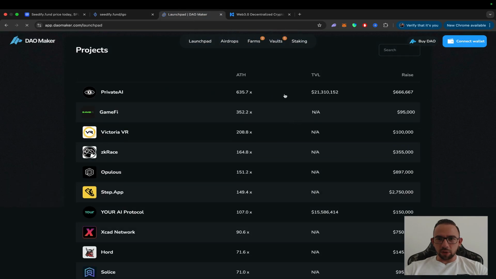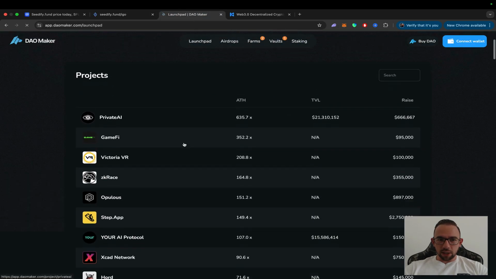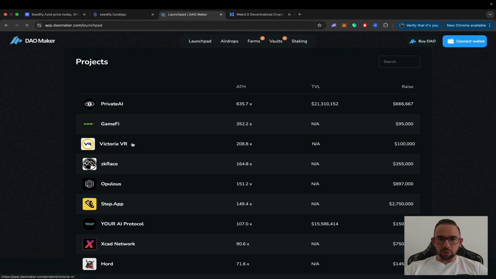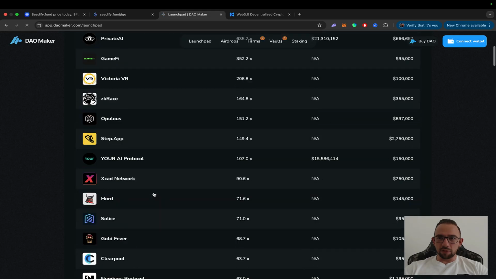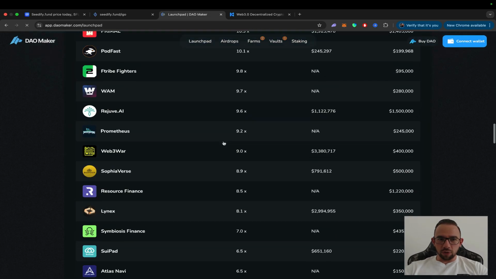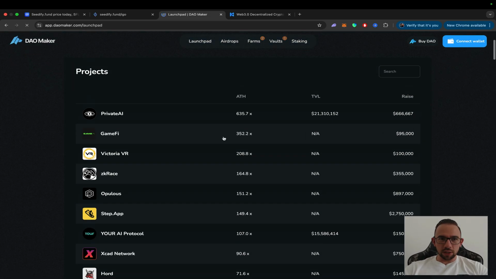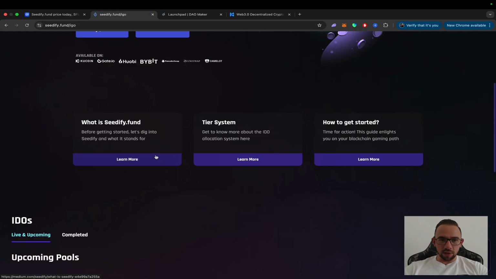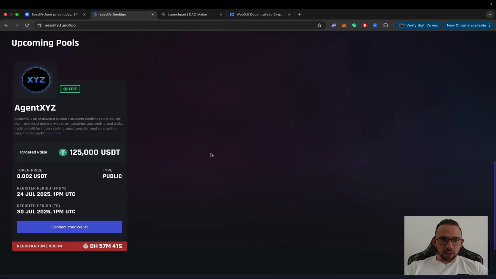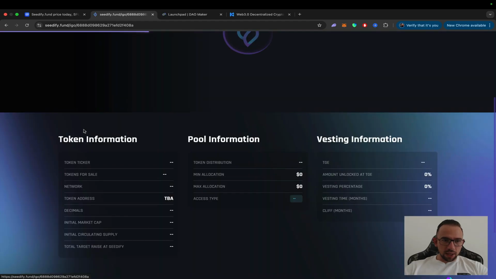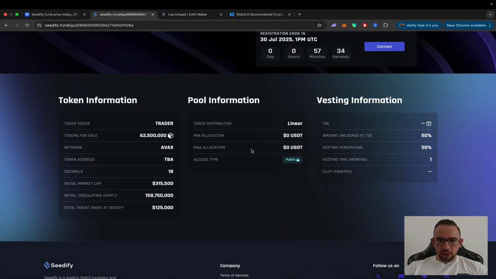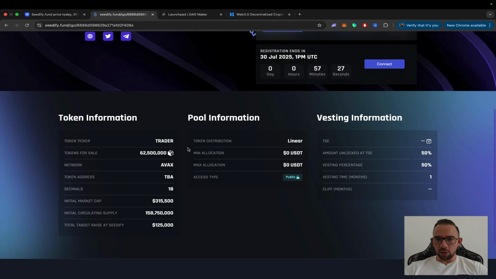Okay, DAOmaker, here we go. So this is basically what they have done. Of course, they're showing projects here with the all-time highs, but this is all 2021 stuff. How do we get an overview of what is currently open? I don't think they have it here. Okay, so the upcoming pools, they have Agent XYZ, 425K raise, initial market cap 300K, nothing too significant, on AVAX. So this is the only one that they have.